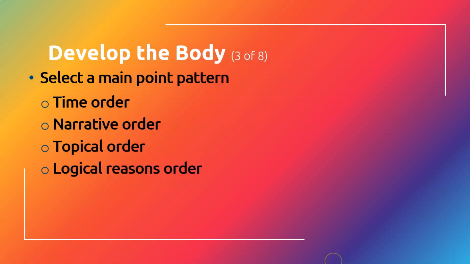Okay, you need to then select a main point pattern. If you choose to use time order, that might be that you share information in chronological order. A narrative order really is where you use stories to relay your message. Topical order is where you arrange the main points using some kind of logical relationship among them. So the main points can go from general to specific or least to most important, something like that.